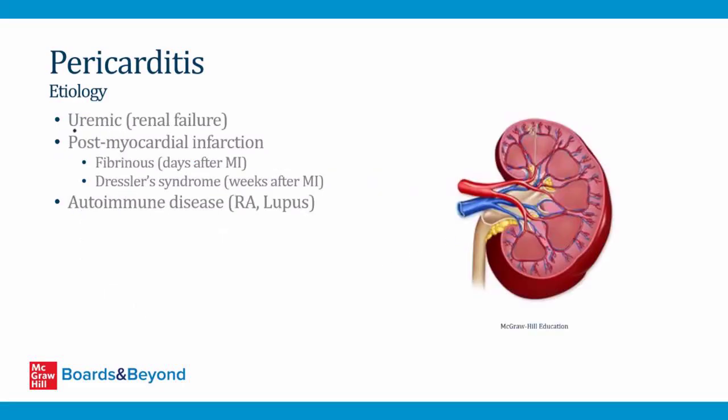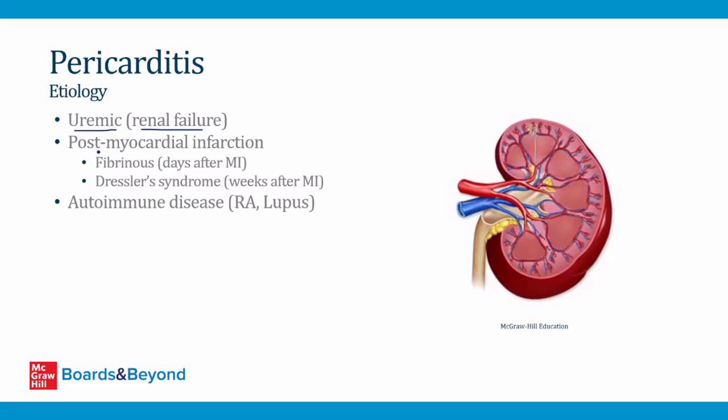Pericarditis is a classic feature of uremia, meaning acute renal failure. So patients who come in with acutely elevated BUN and creatinine and renal failure, they often have pericarditis. And when they receive dialysis or their kidney function gets back to normal, the pericarditis usually goes away.